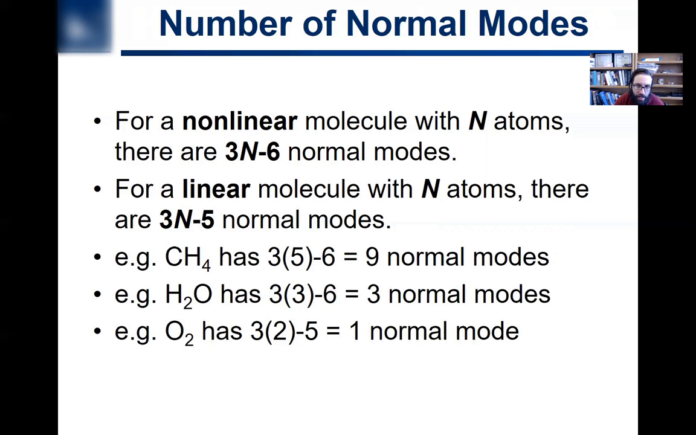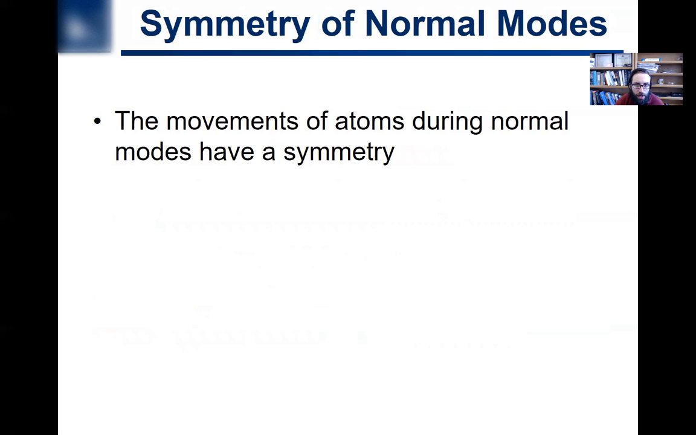Oxygen is linear, and so for that, you're going to use the linear formula, 3n-5. Any diatomic has to be linear. There's no way to have a different orientation with 2 atoms. So it's 3n minus 5, which is 3 times 2, there's 2 atoms, minus 5, so 6 minus 5, there's 1 normal mode.